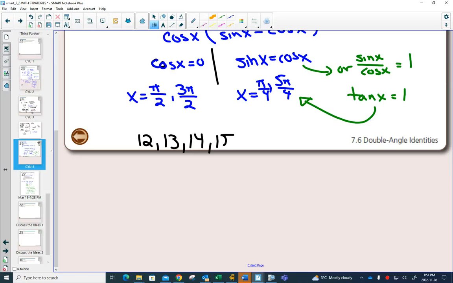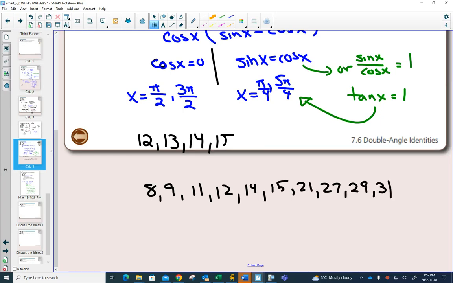Instead, put squares around 8, 9, 11, 12, 14, 15, 21, 27, 29, and 31. So that's on the back of your proofs page, and these ones are your textbook ones.